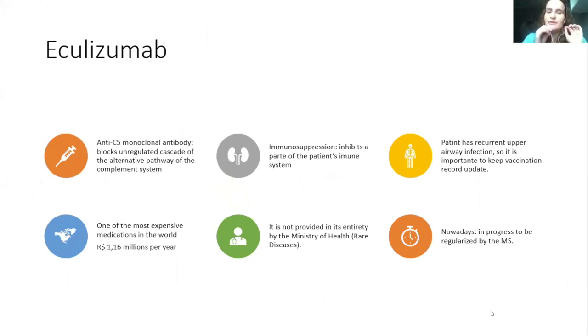Eculizumab is one of the most expensive medications in the world. It costs almost 1.16 million reais per year. It's immunosuppression, so it's very important for the patient to keep the vaccination record updated. It is not provided entirely by the Ministry of Health, but that is in progress.